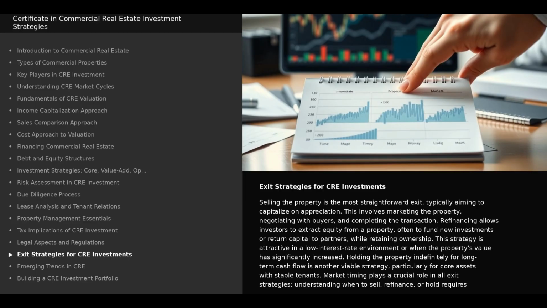Holding the property indefinitely for long-term cash flow is another viable strategy, particularly for core assets with stable tenants. Market timing plays a crucial role in all exit strategies. Understanding when to sell, refinance, or hold requires continuous market analysis and strategic foresight. Flexibility in exit planning is key to adapting to changing market dynamics and achieving optimal outcomes.